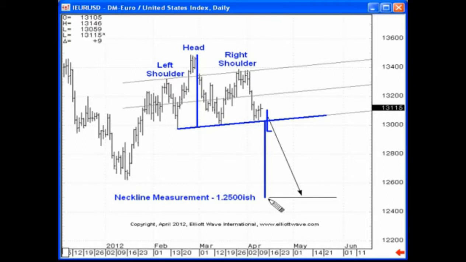Again, simple pattern, easily discernible on a price chart, and one of the reasons I like it is because it identifies a high probability target for the subsequent move of a breakdown or a penetration of the neckline.